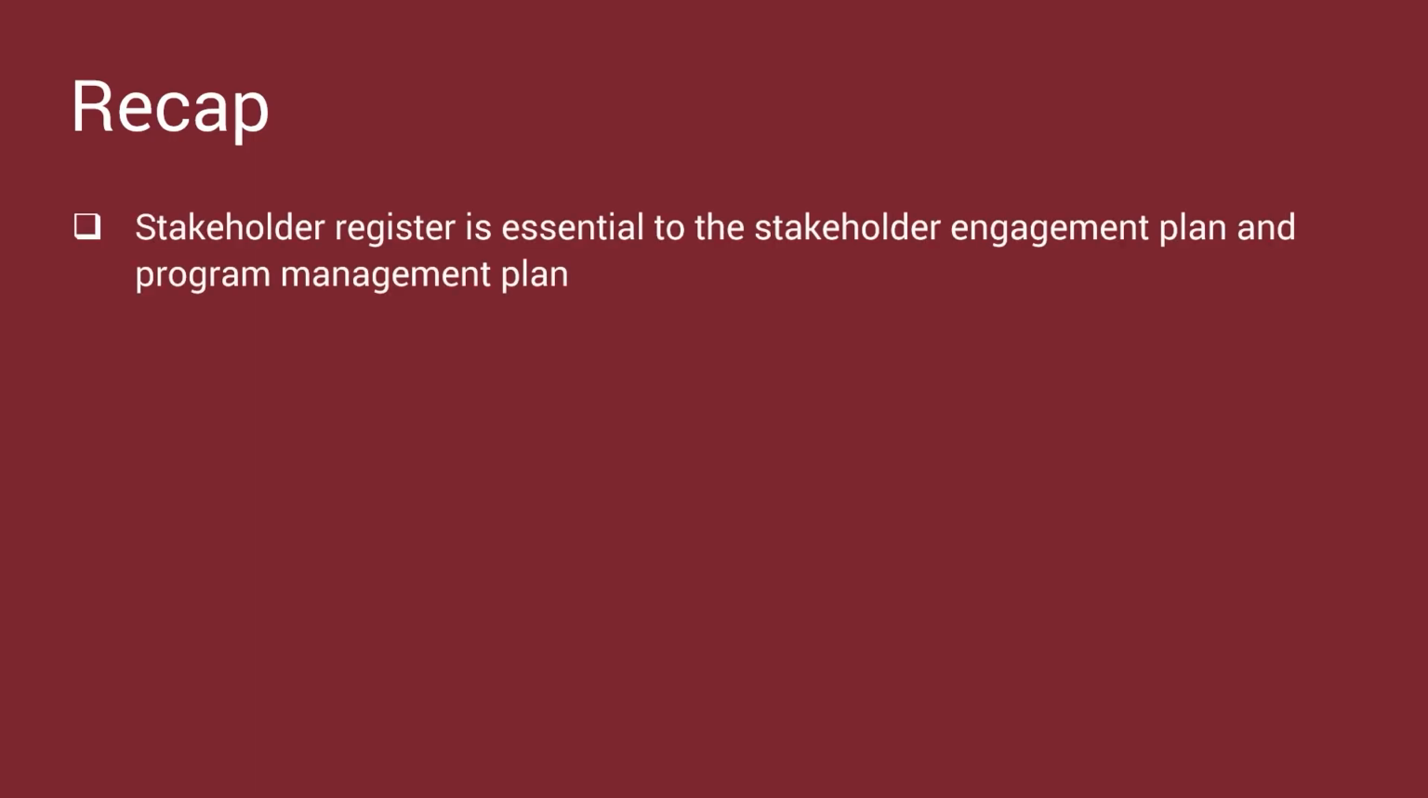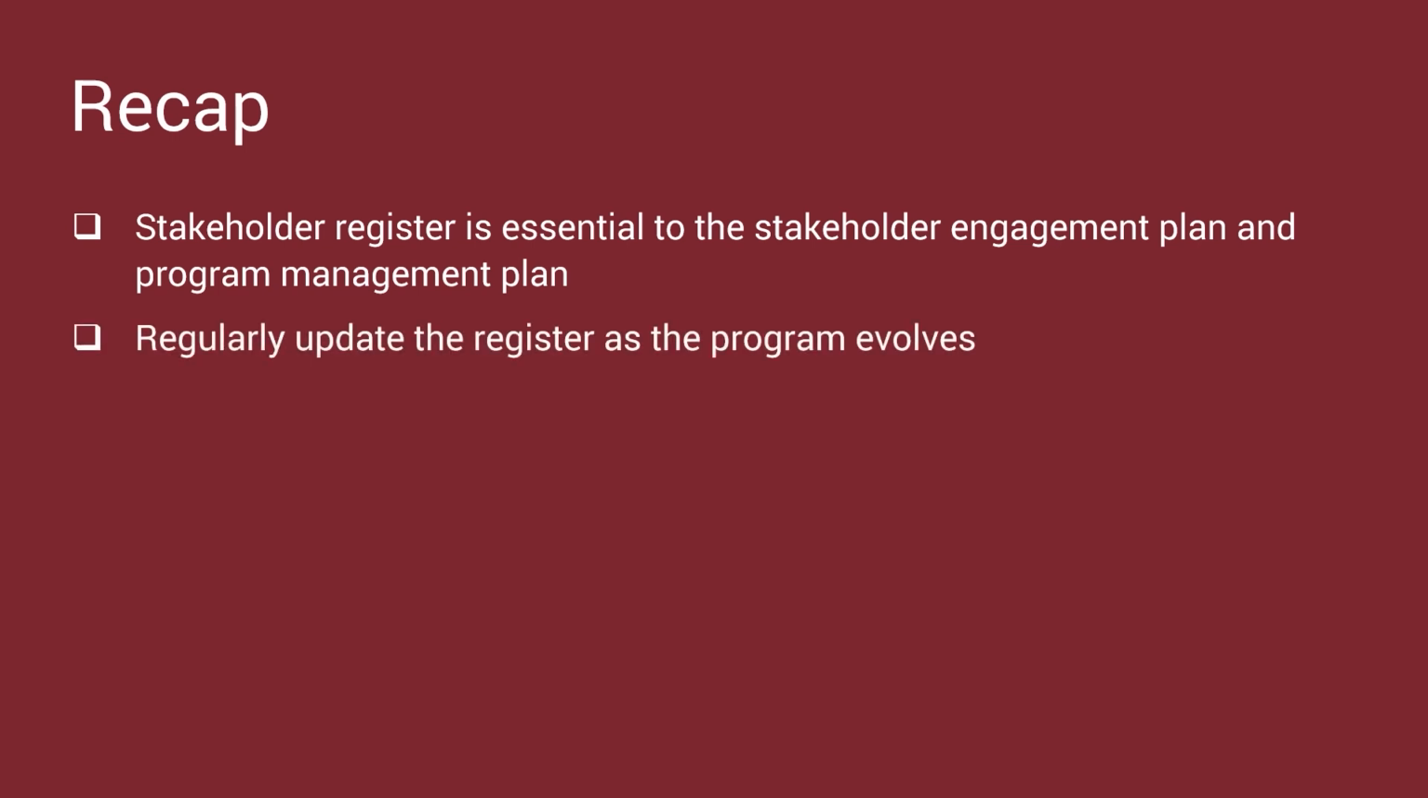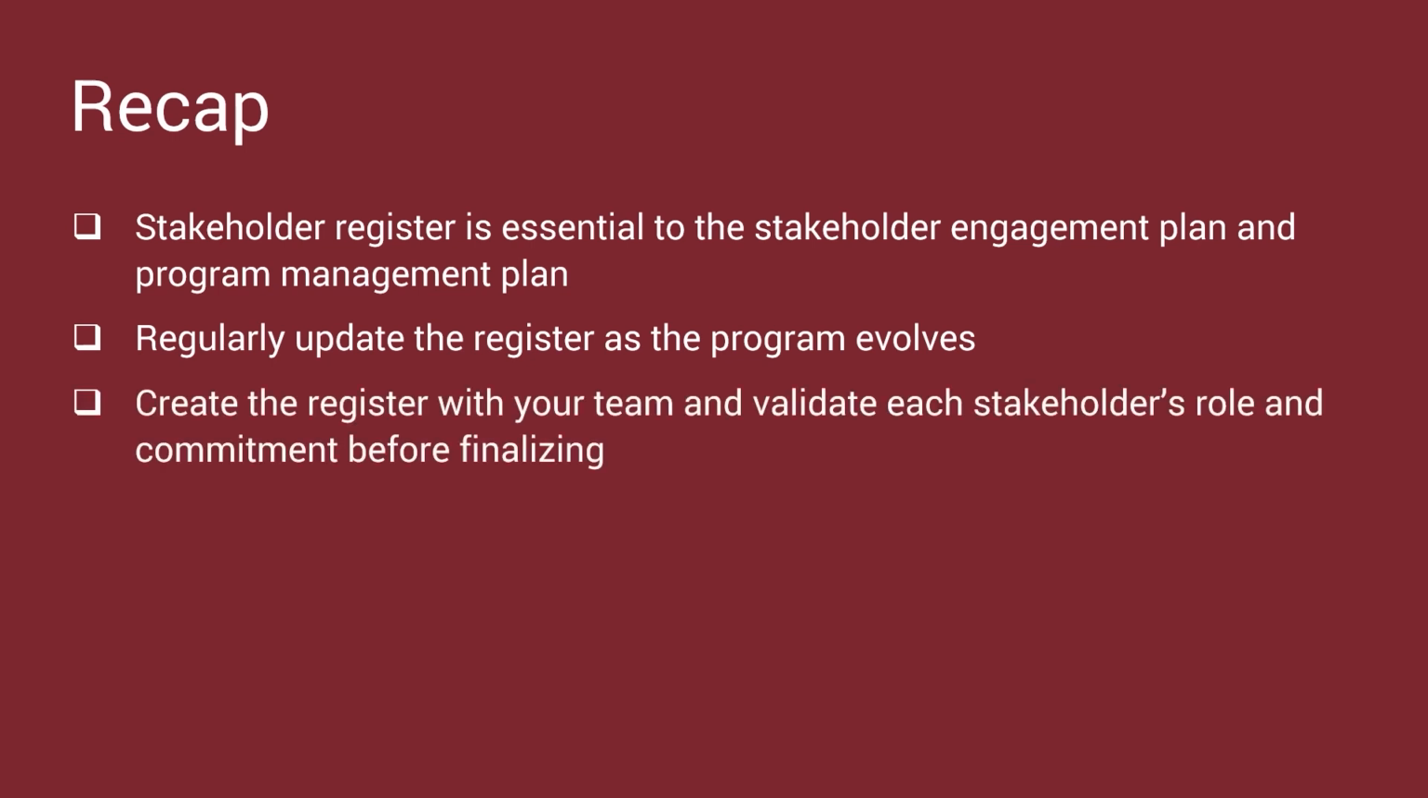In this demo video, you learned the stakeholder register is a key component of the stakeholder engagement plan and program management plan. It identifies key stakeholders and defines their roles and responsibilities. As a living document, you must regularly update the stakeholder register as the program evolves, ensuring it reflects current stakeholders and their roles. You should create a stakeholder register with your team using key documents like the program business case and charter. It is critical to validate each stakeholder's role and commitment.